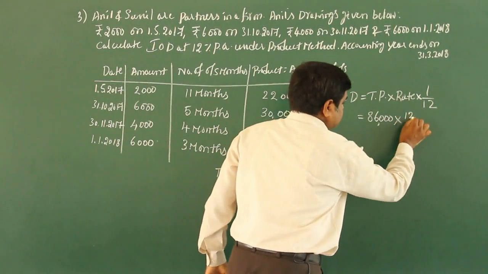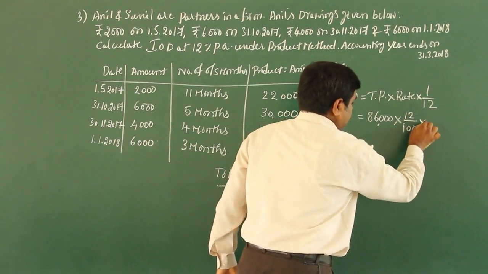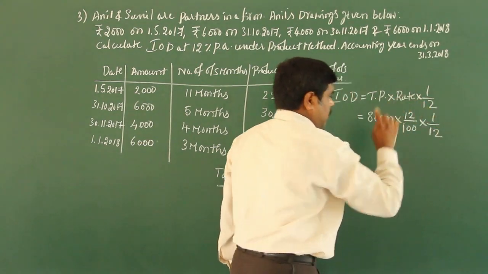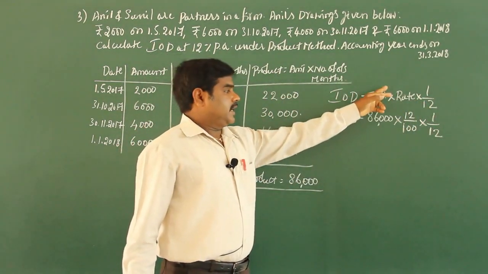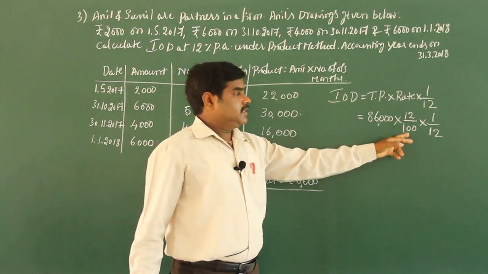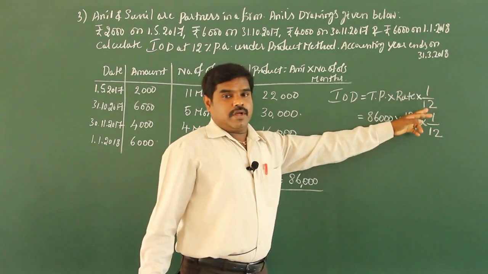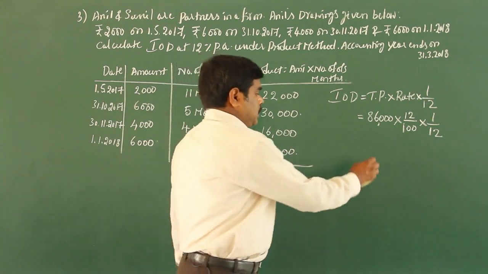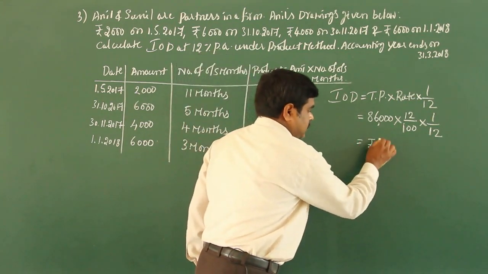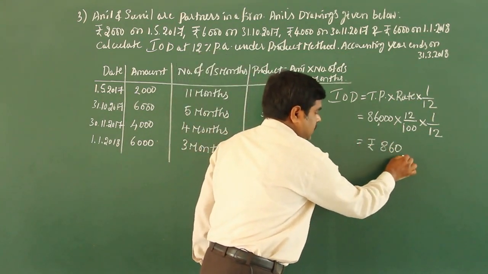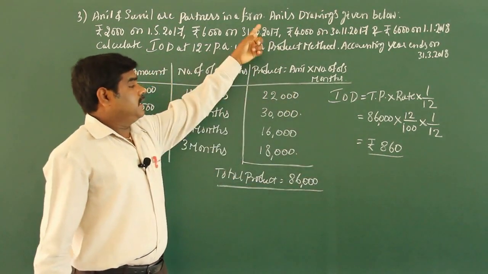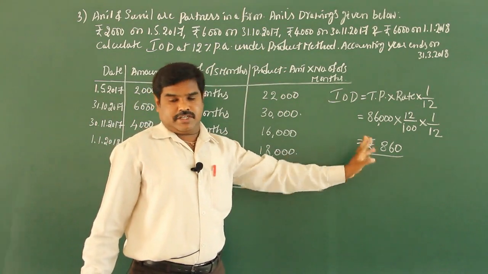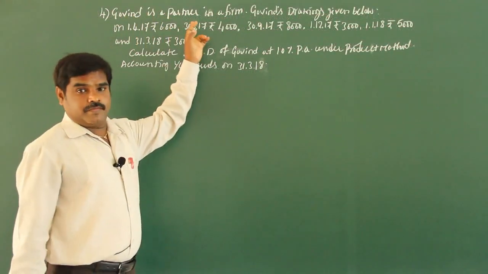Rate of interest 12% into 1/12. So total product 86,000, rate 12%, into 1/12. If you do the calculation, you're going to get the final answer 860. So interest on drawings of Anil is 860. We'll go to problem number 4.